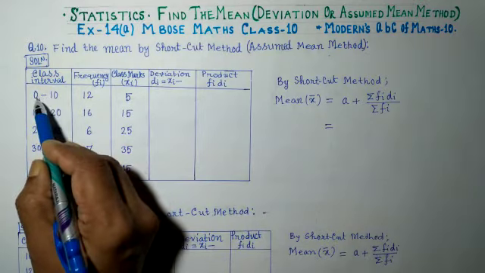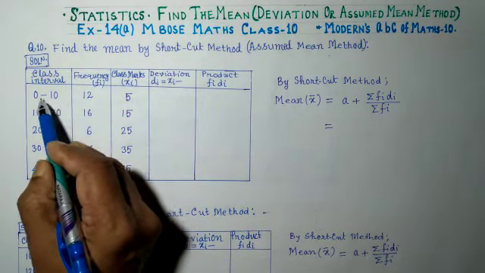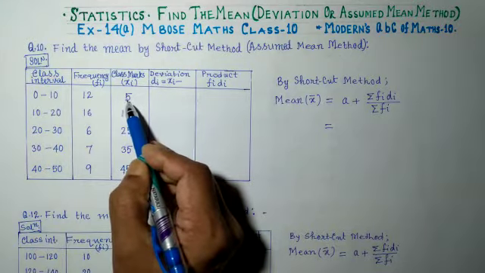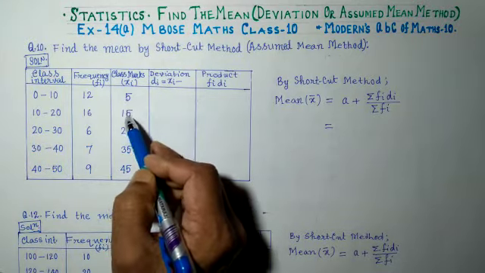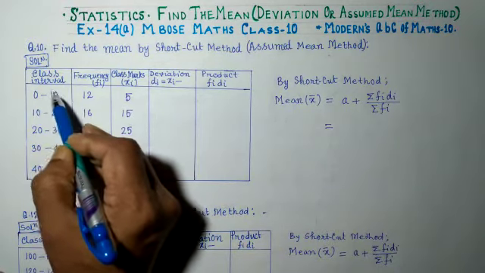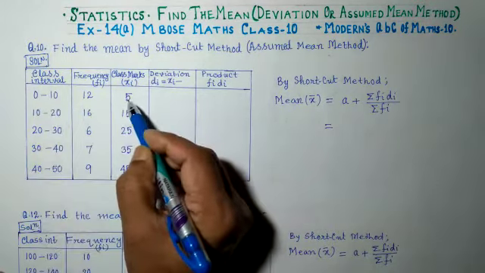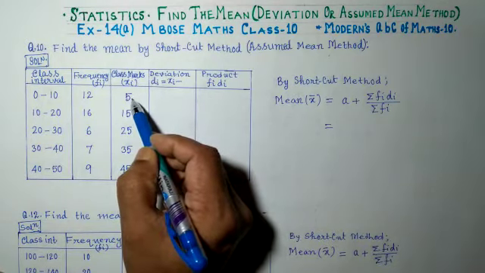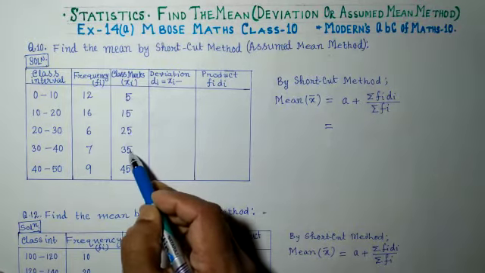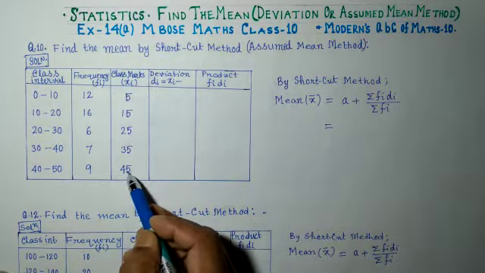0 plus 10, lower limit plus upper limit. 0 plus 10 is 10 divided by 2, it is what? 5. And next we get very quick, here is upper limit minus lower limit. 10 minus 0 is 10. So we add here 5 plus 10 to get the second class mark. 15 plus 10 is 25, plus 10 is 35, plus 10 is 45.